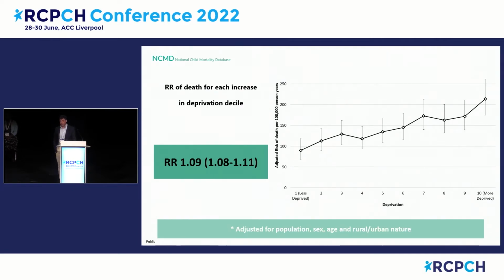However, when we do calculate the adjusted risk of dying, this is per 100,000 person years, and it's adjusted for the underlying population structures, you see the same association. As deprivation increases as you move towards the right of the graph, so does your risk of dying.